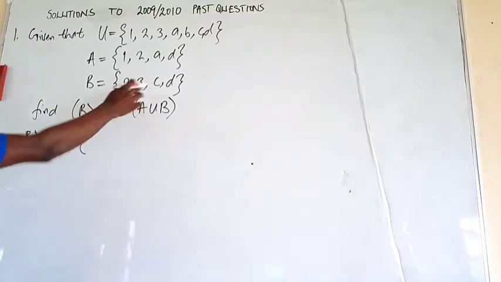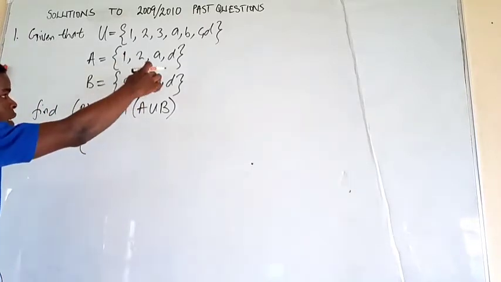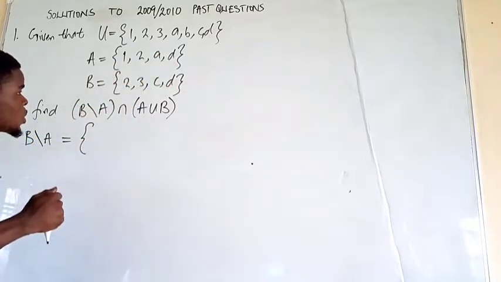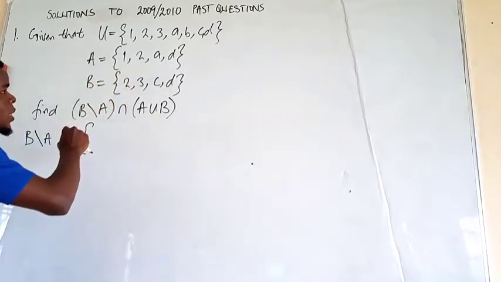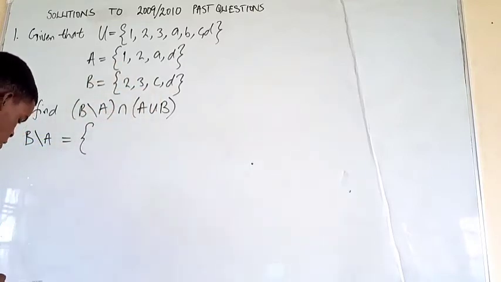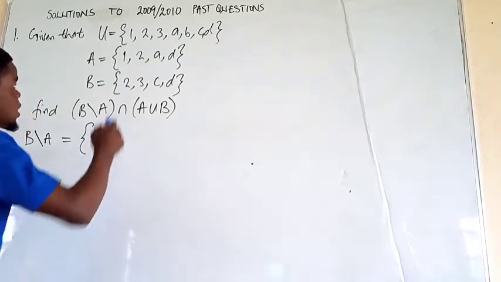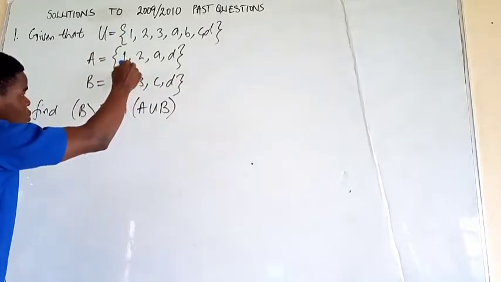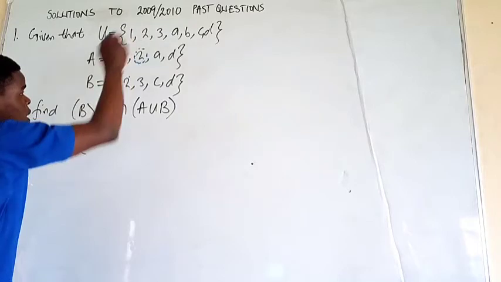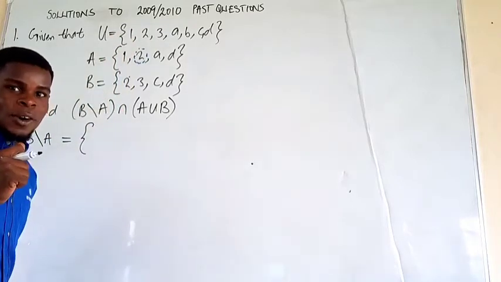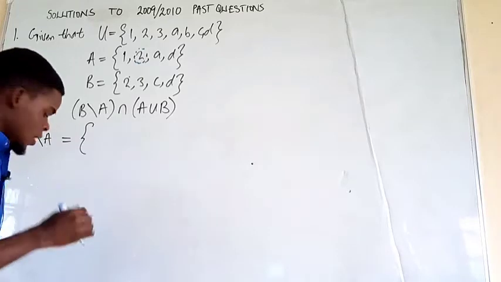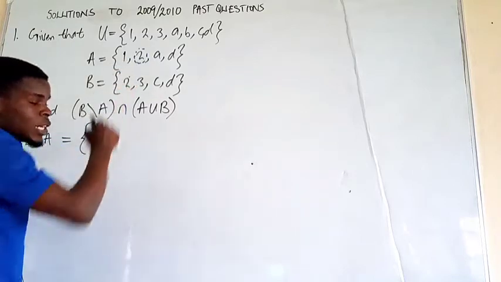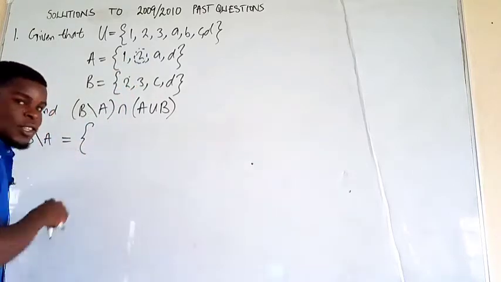So we look at the set B, it is {2, 3, C, D}. We look at the set A, {1, 2, A, D}. So the question now is, which elements of the set A are in this set B? Set A has 1, which is not here. We see 2 in set B, and that same 2 repeats in set A. So 2 is not going to be an element of B backslash A. The first element occurs in A, so it will not be a member of this new set.